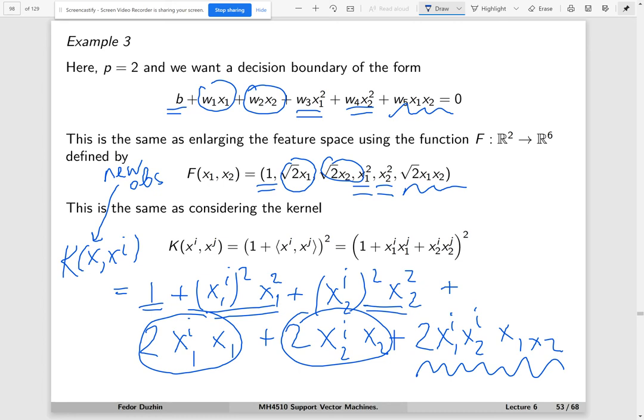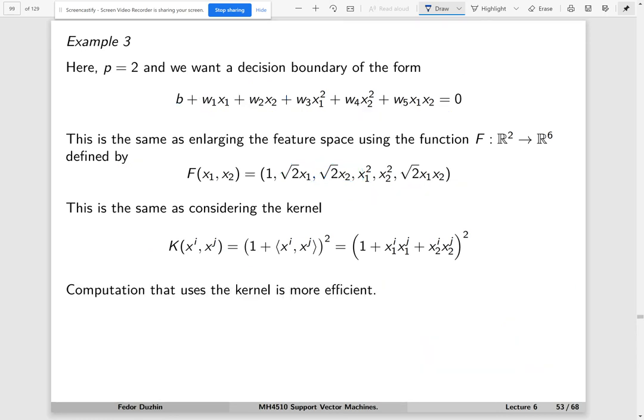Which means that later, when I write my final classifier, which is a linear combination of this, something like alpha i times this, when I add them all together and collect everything with x1 together, everything with x2 together, I am going to get something of this form. At the same time, if you think about how to compute in this kernel versus the original inner product in R6, the computation that uses the kernel is more efficient.